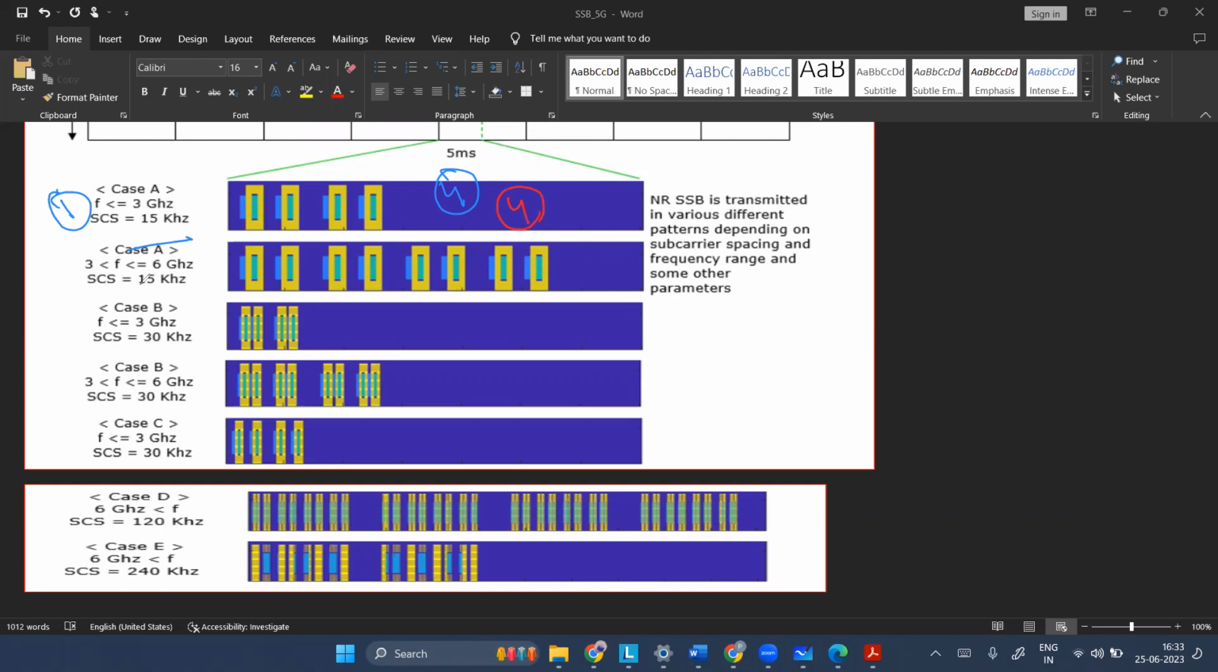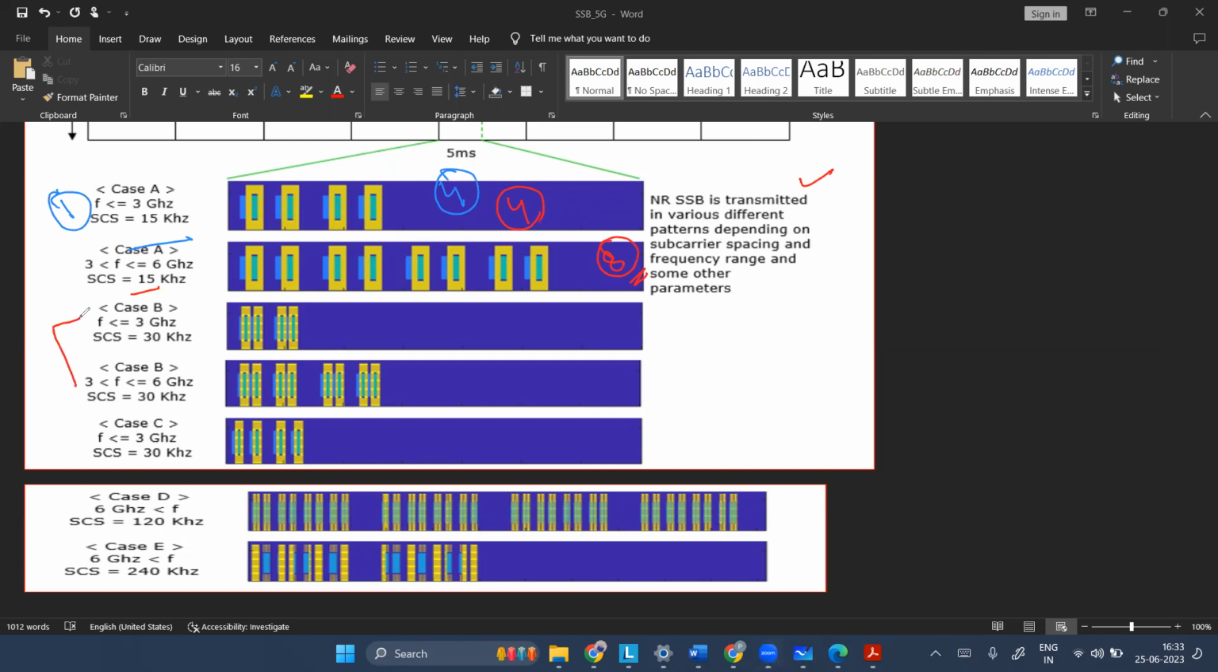Now, if it is 3 to 6 gigahertz, the SCS is 15 kilohertz and you can have 8 SSBs. NR SSB is transmitted in various different patterns depending on the subcarrier spacing, the frequency range and some other parameters. Now we talk about case B.